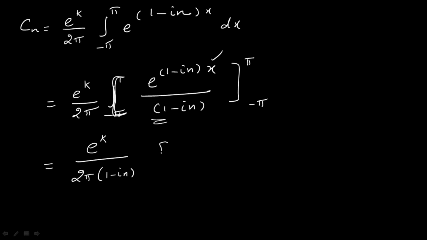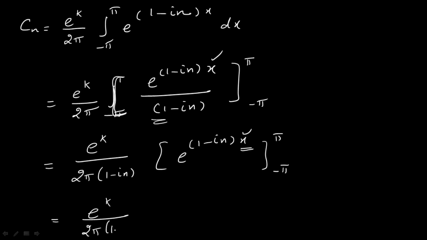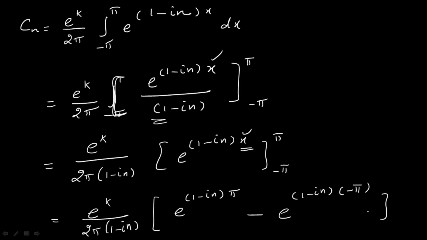So within the parenthesis you have only e power (1 minus in)x, with the limit from minus pi to pi. So the limit is only for x alone. First you have to replace this x by plus pi and then subtract the lower limit, minus pi. That is e power k upon 2 pi of 1 minus in, of e power (1 minus in) pi for the upper limit, minus, coming to the lower limit, e power (1 minus in), replace x by minus pi. That's all.